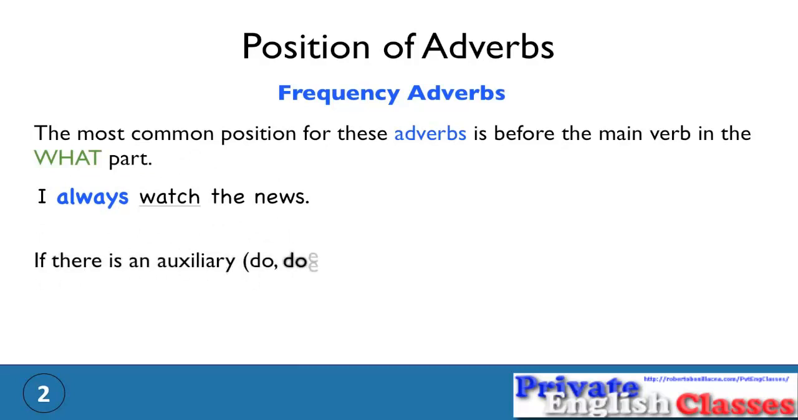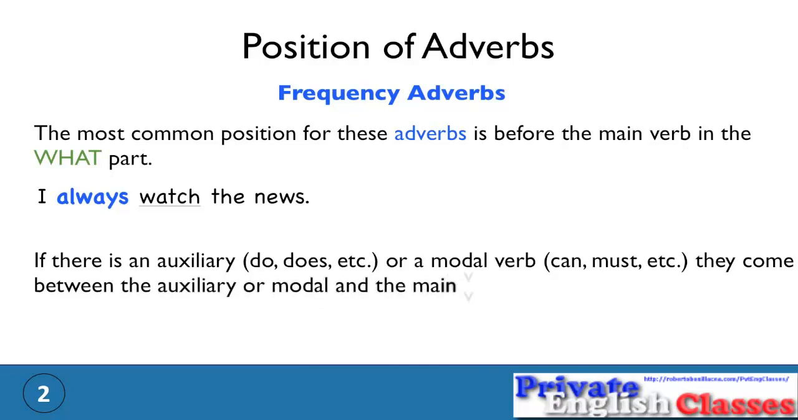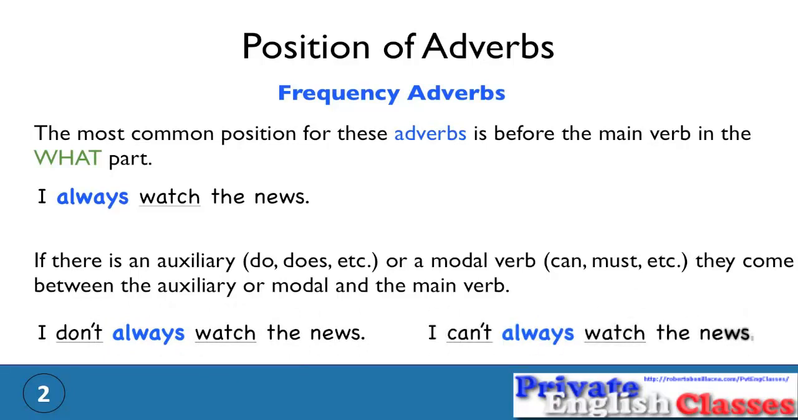Now, if there is an auxiliary like do, does, don't or doesn't, or a modal verb like can, must, etc., the adverb of frequency comes between the auxiliary or the modal and the main verb. For example, I don't always watch the news. Or I can't always watch the news.